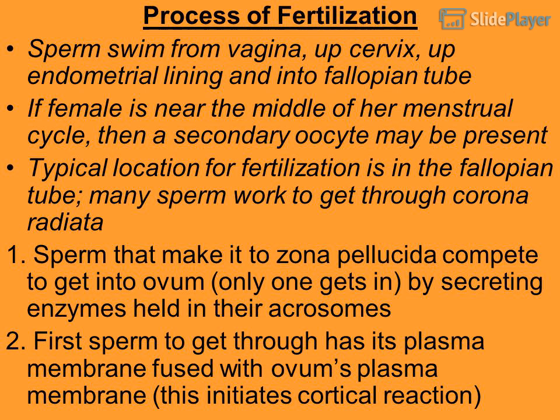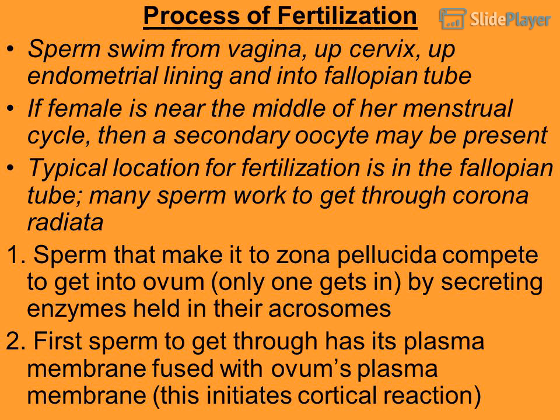Sperm swim from vagina, up cervix, up endometrial lining and into fallopian tube. If female is near the middle of her menstrual cycle, then a secondary oocyte may be present. Typical location for fertilization is in the fallopian tube. Many sperm work to get through corona radiata.